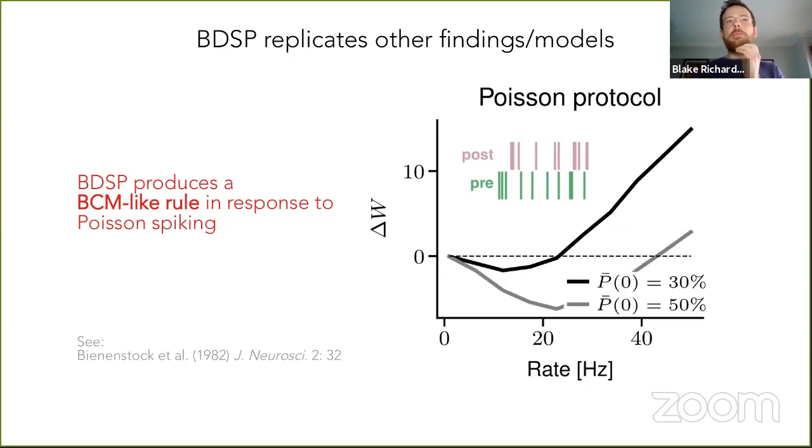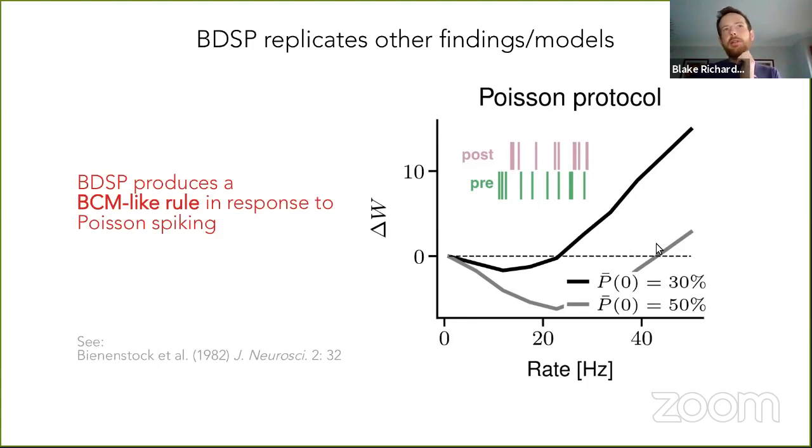The other thing that's interesting about this rule is what it ends up producing when you give Poisson-like spiking in the cells: something that looks a lot like the Bienenstock-Cooper-Munro rule. Effectively, the rate of the postsynaptic neuron determines whether you have potentiation or depression. But there is a sliding threshold on that rate based on the running average of the burst probability. As the cell is more active, that threshold gets bumped up, and you get this sort of BCM-like behavior out of the rule.